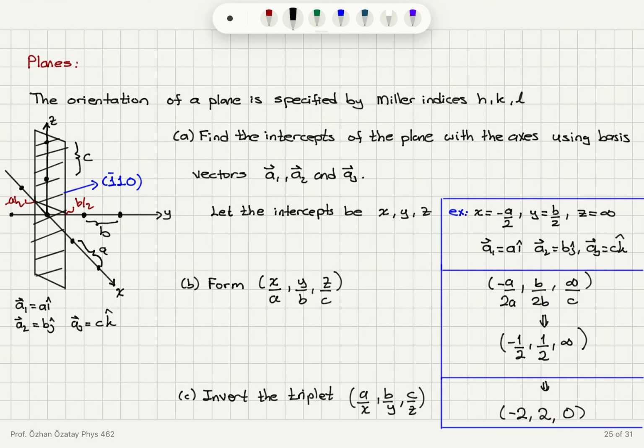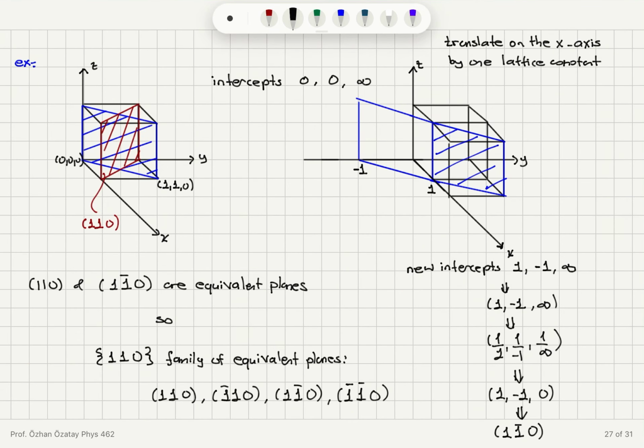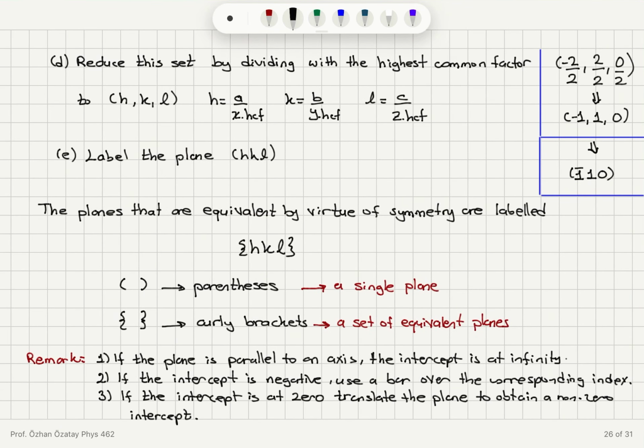Okay, so we have successfully labeled this plane (1 bar 1 0). Now the planes that are equivalent by virtue of symmetry are labeled using curly brackets, so that is a set of equivalent planes. Similar to directions, we have a set of equivalent planes that we can talk about, and I will give an example here. Now I have a few remarks.